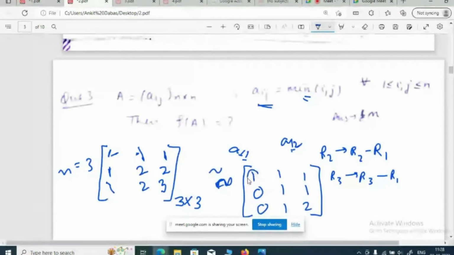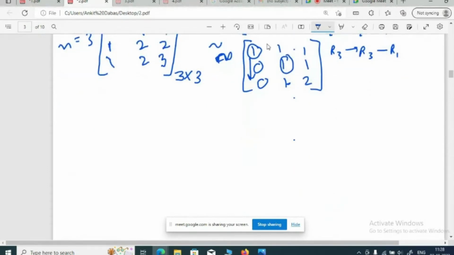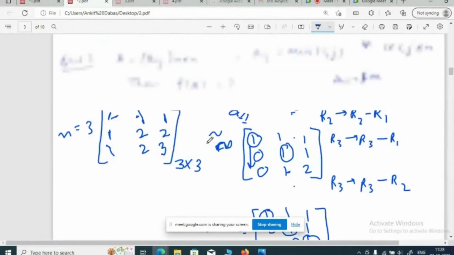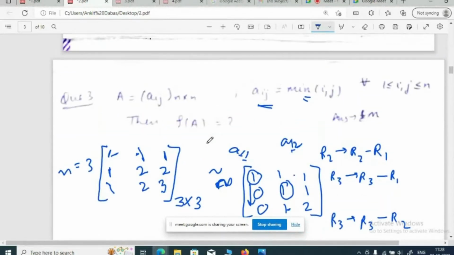Now this is non-zero and all entries below it are 0, so we move to the next row. Here we have this entry to be 0. The next step is to make this 0, so we compute R3 changes to R3 minus R2. This gives 1, 1, 1, 0, 1, 1, 0, 0, 1. So we get 3 non-zero entries, which means 3 non-zero rows. When we considered n equal to 3, the rank came out to be 3.